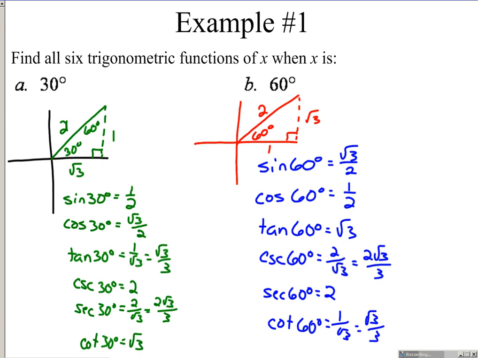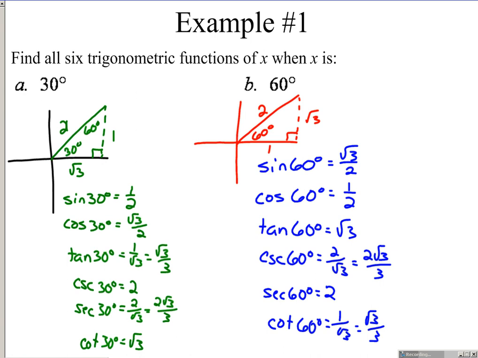Now, if we look at these, we know that 30 degrees and 60 degrees are complementary angles, meaning that they add up to 90 degrees. Look at what happens here when we switch to a complementary angle. The sine of 30 degrees is the same as the cosine of the complement. The cosine of 30 degrees is the same as the sine of the complement. Cosecant is the same as secant. Secant is the same as cosecant, and so on.